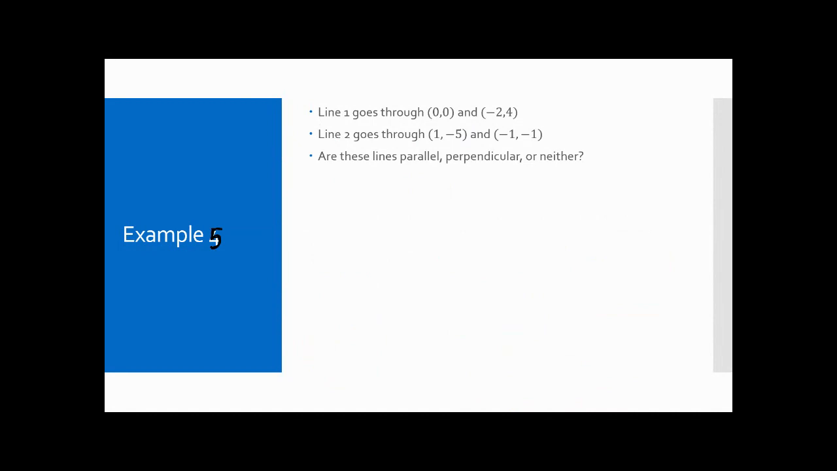Okay, so last one here. Line 1 goes through (0, 0) and (-2, 4). Line 2 goes through (1, -5) and (-1, -1). Are these lines parallel, perpendicular, or neither? In order to determine this, we need to figure out the slope. So we need to find the slope for line 1 and the slope for line 2.